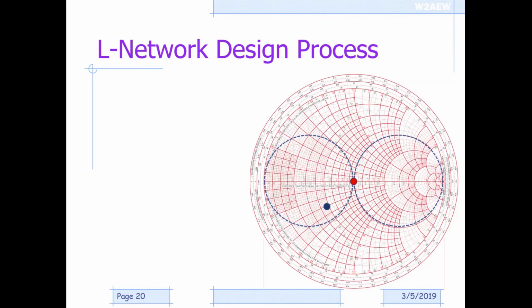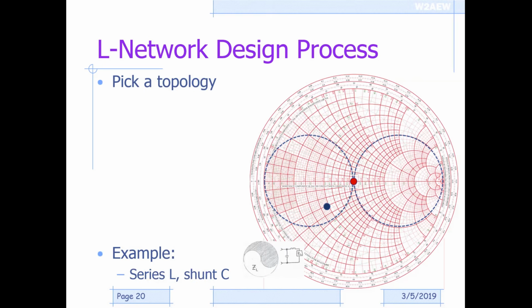First, let's look at the process. What I like to do if I'm going to do this manually is start off by drawing the constant conductance circle on the Smith chart, as well as the constant resistance circle for the unity value of conductance and resistance. They're going to help me later when I design the network. Because what we want to do is pick a topology based on where the impedance is. In this case, this topology is going to work. So I'd start off with, say, a series inductor and then a shunt capacitor.